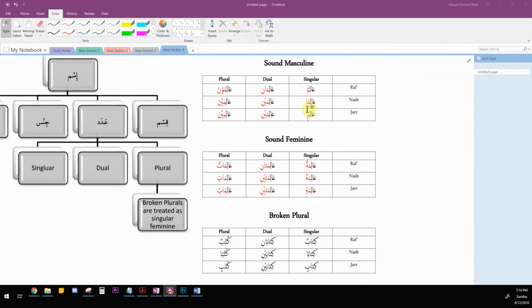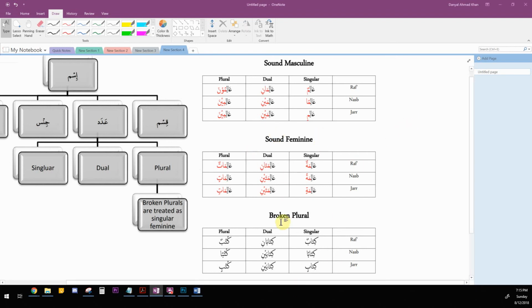And finally, we have this nice fancy little chart here, and this summarizes literally everything we did, all the different states: rafa', nasab and jar. In the sound masculine, you add the ani sound for dual, una sound for plural. For nasab and jar, you add ayni sounds for dual and ina sounds for plural. In the feminine noun, you add the ani sound and the atun sound for dual and plural for the marfu state. And for the mansub and majrur state, you add the aini sounds and the atin sounds for the dual and plural respectively. We already covered this, obviously. This is just a summarized version for you.